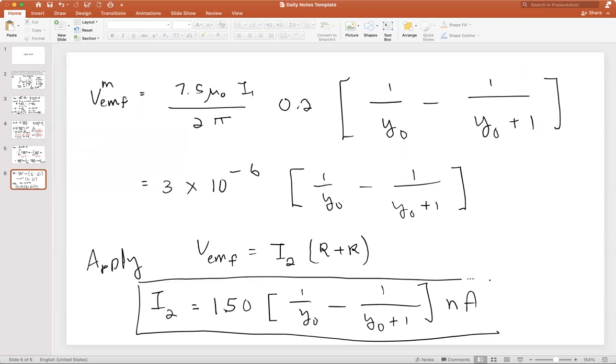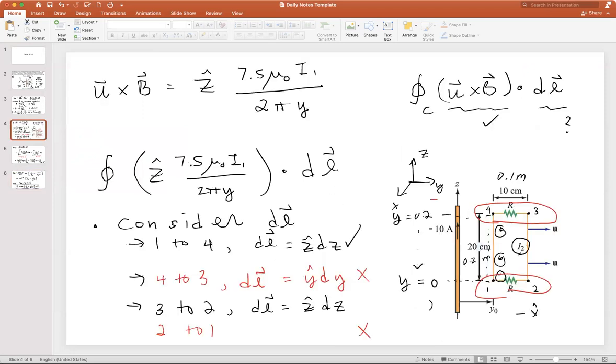So I hope this helped you understand a motional EMF problem a bit better. And I did want to point out that I made one small mistake. In the previous video, I was calling this y, but clearly we were integrating along the z-axis from z equals 0 to z equals 0.2. So I hope this clarification helps you.